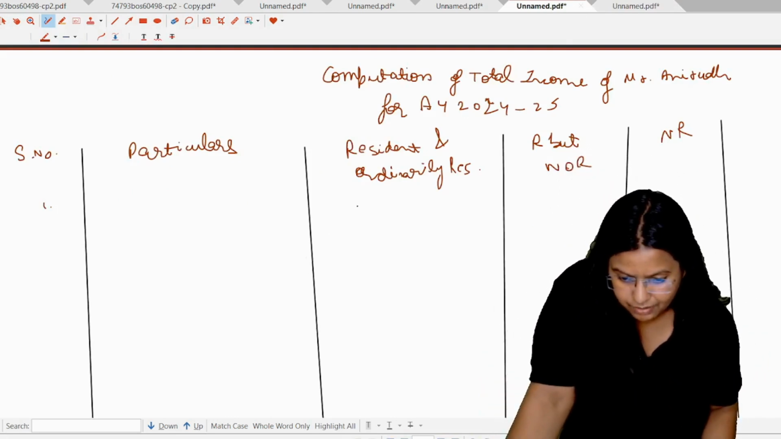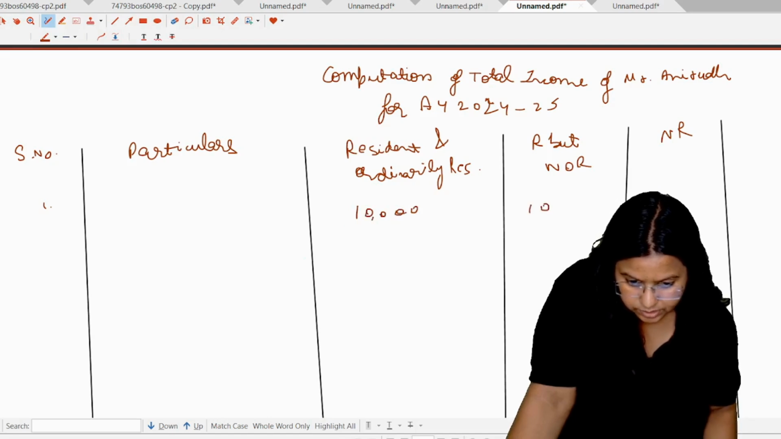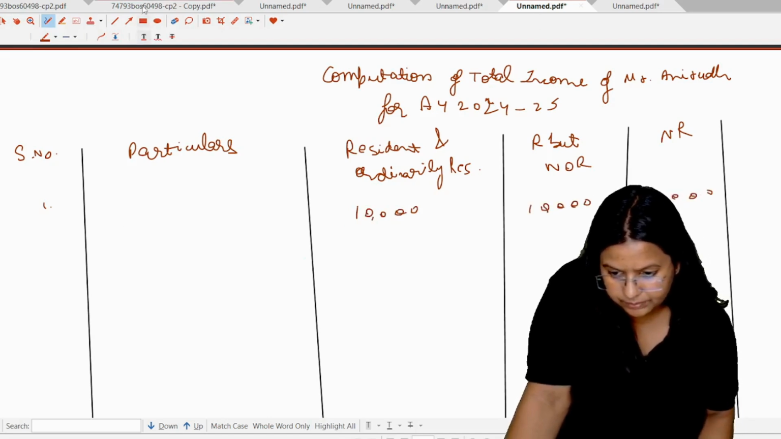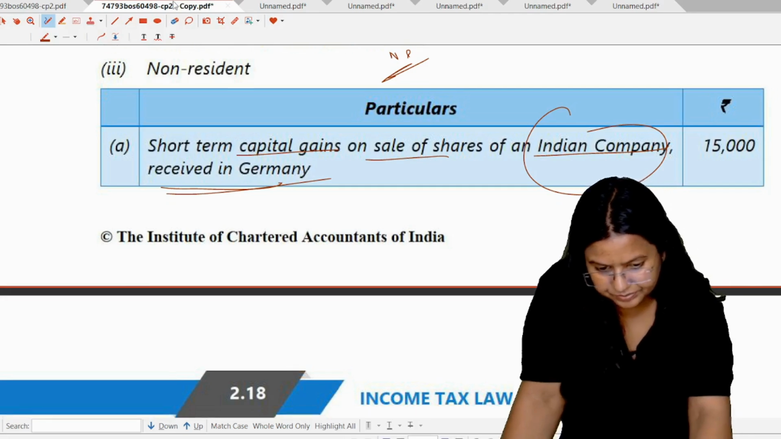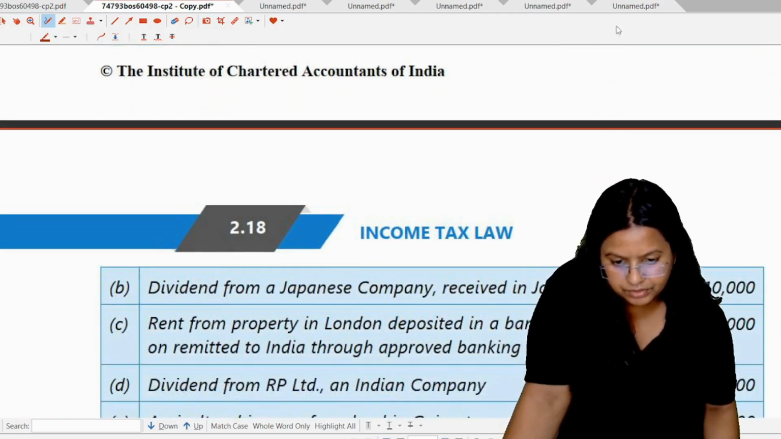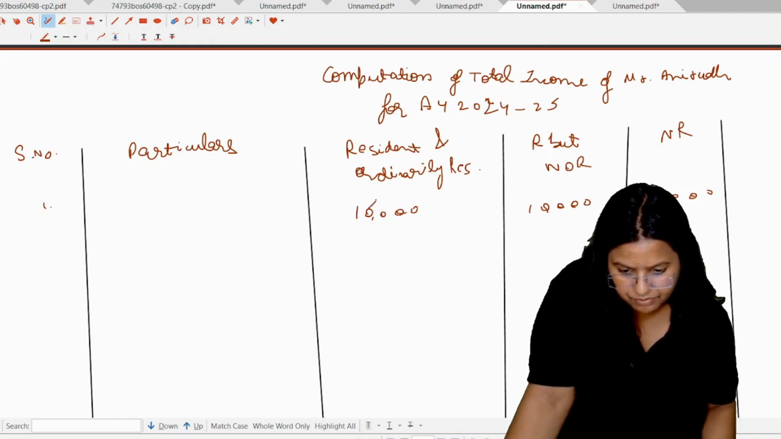So it will be taxable for all the persons. 10,000. Okay. I'm not writing the particulars here. You can write it by yourself. Next is, sorry, it is not the 10,000. It is 15,000. The figure is 15,000.